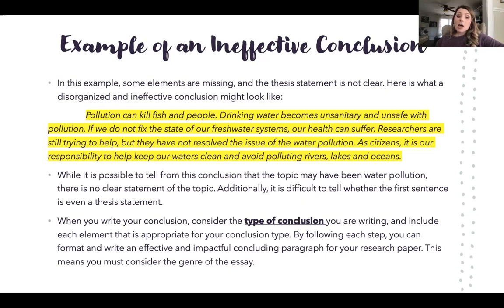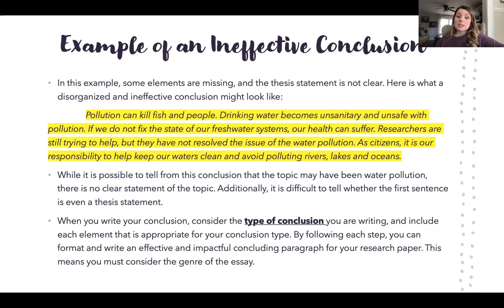While it is possible to tell from this conclusion that the topic was water pollution, there is no clear statement about the topic. Additionally, it's difficult to tell whether the first sentence is even a thesis statement. And then when you write your conclusion, you need to consider the type of conclusion you're writing and include each element that's appropriate for that conclusion type. By following each step, you can format and write an effective and impactful concluding paragraph for your research paper.